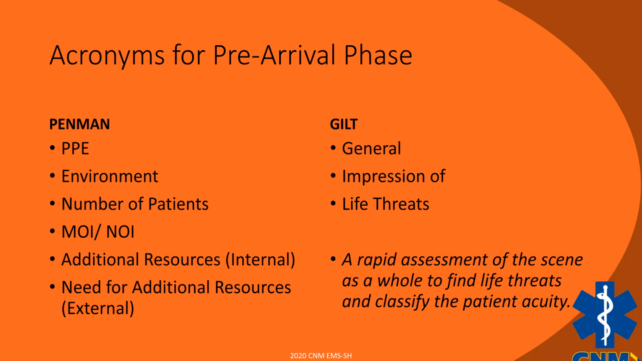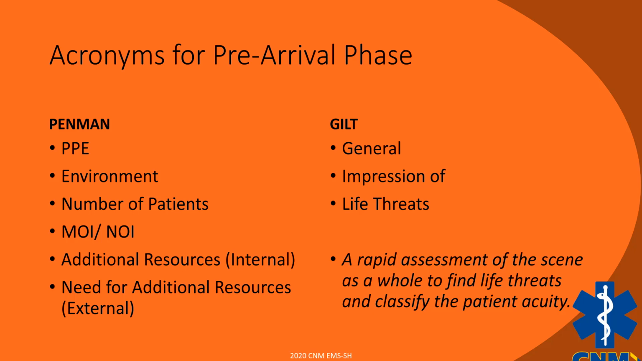Now, this is where it gets a little funky, the A and the N at the end of PENMAN. The A is for additional resources. That's not usually up for debate. But the difference between additional resources and N, need for additional resources, can be certainly very confusing. The A, all related to us here, is for additional resources that are internal. So these are resources that you have access to that aren't out in another service that we have to call for mutual aid or some other resource.